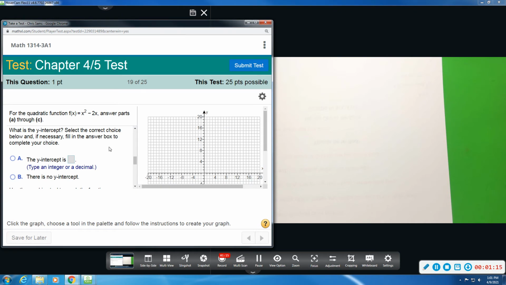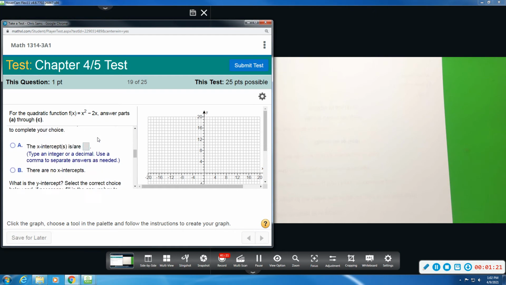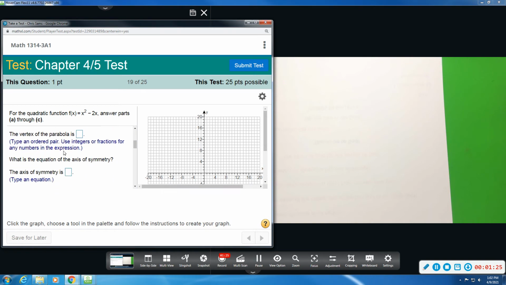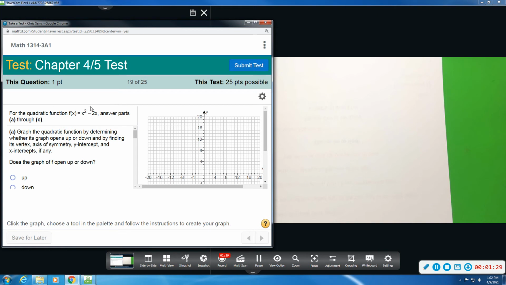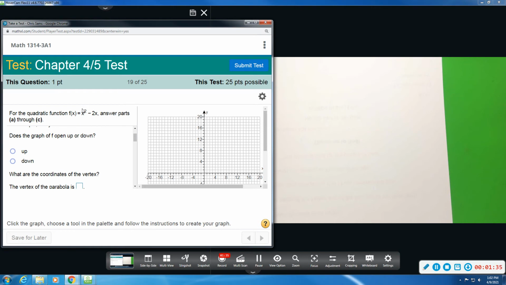All right, number 19, we're going to answer parts A through C. So A has several parts, okay, so as you can see, it's not just one part. We're given a quadratic function, and we want to know if it opens up or down. Okay, so the leading term is positive, so that tells me it opens up.